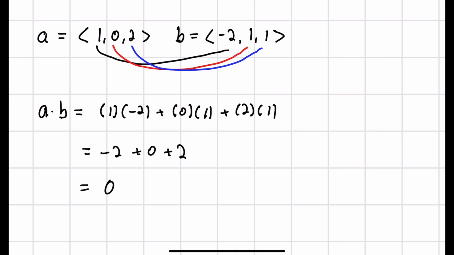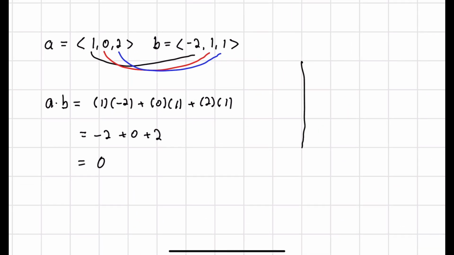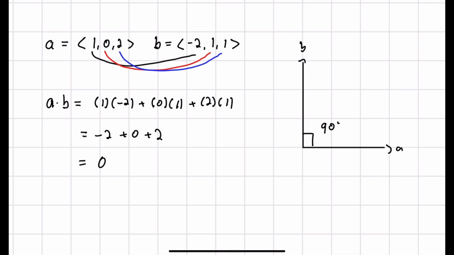So now we can see that the dot product is 0. So this means that the two vectors are perpendicular to each other or orthogonal to each other. And in other words, it means that the angle in between these two vectors is 90 degrees exactly.